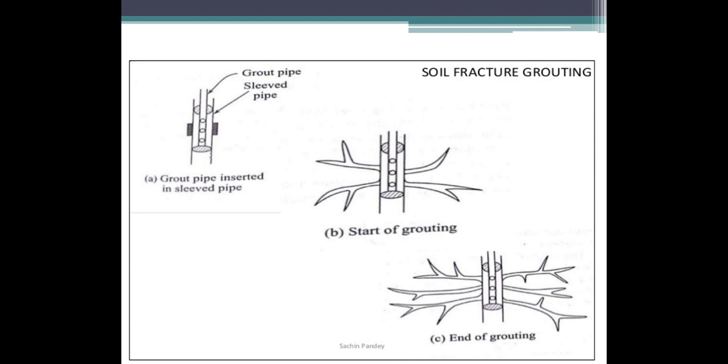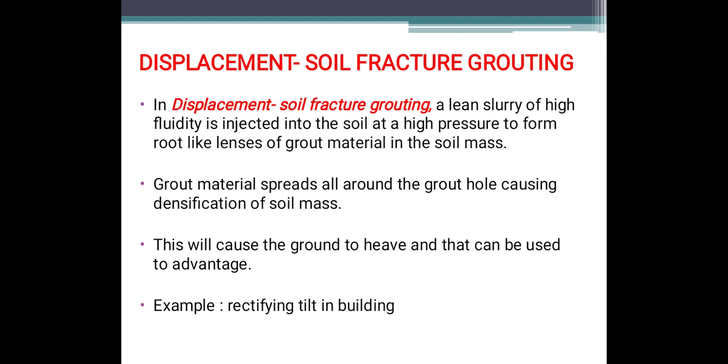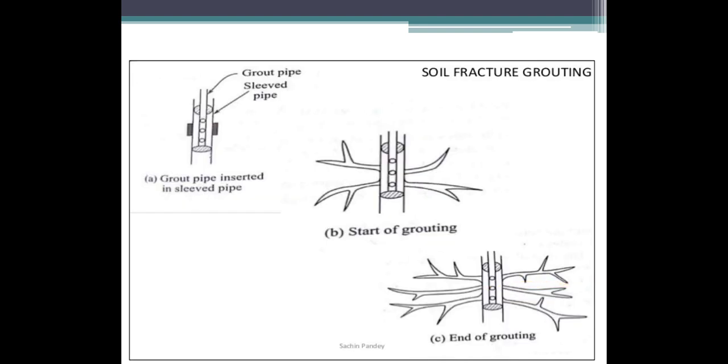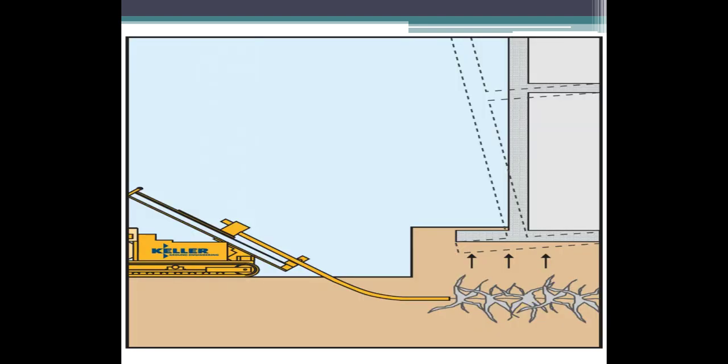So there is a fracture of the soil particles taking place. So grout material spreads all around the grout hole, causing densification of the soil mass. This will cause the ground to heave, and that can be used to advantage. For example, we have rectifying tilt in building. If you see this figure, you can understand. So there is a tilting of the foundation there.